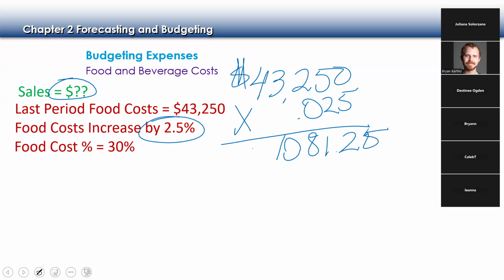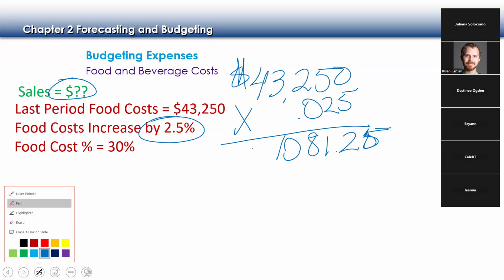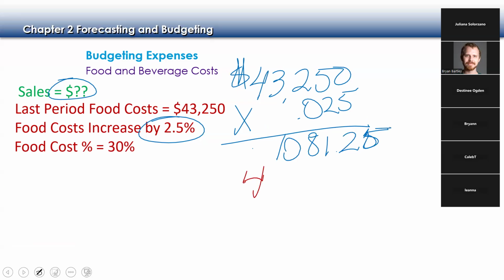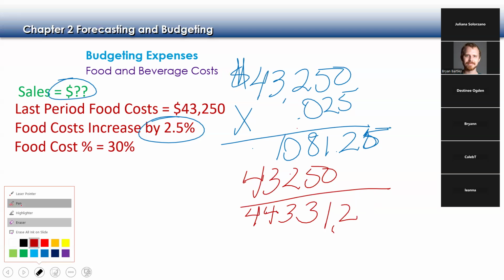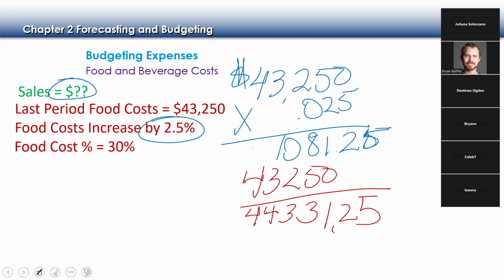And so now we're going to add that to our original number of 43,250. And we get 44,331.25. Okay, so that is my new budget for food cost. That's my new budget.